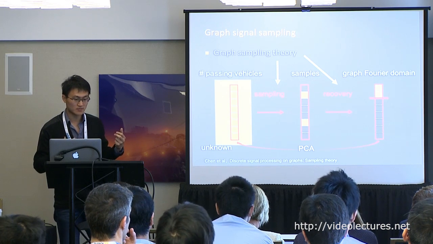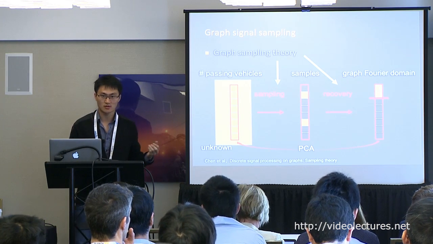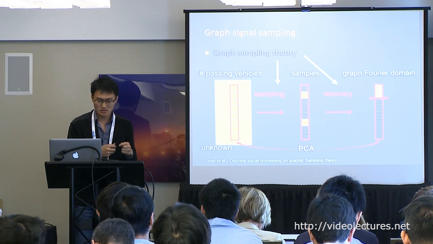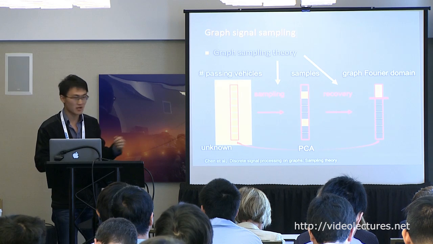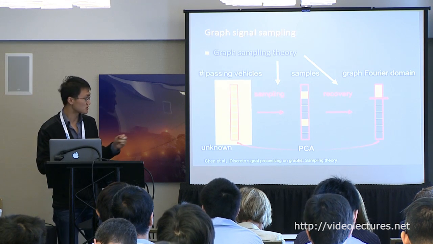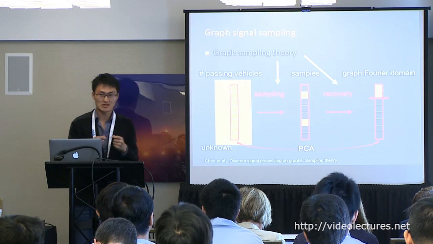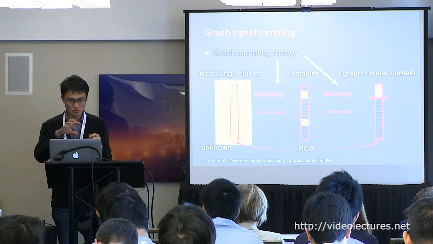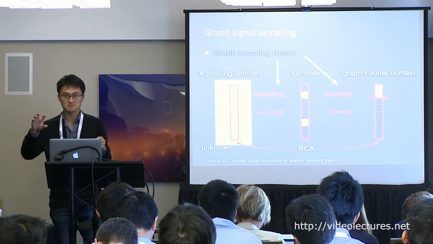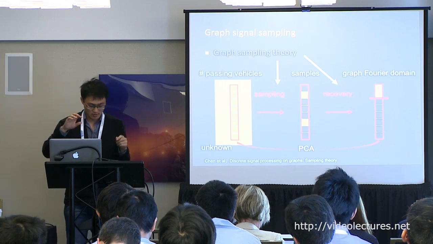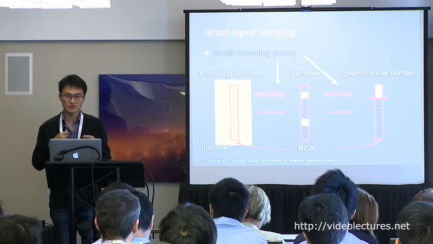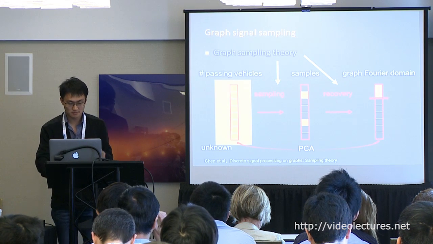So this graph sampling theory really designs the sampling operator and the recovery operator to minimize the overall recovery error, which pushes the sampling operator to design samples that allocate those cameras to the intersections that have non-overlapping information and also give you important intersections.